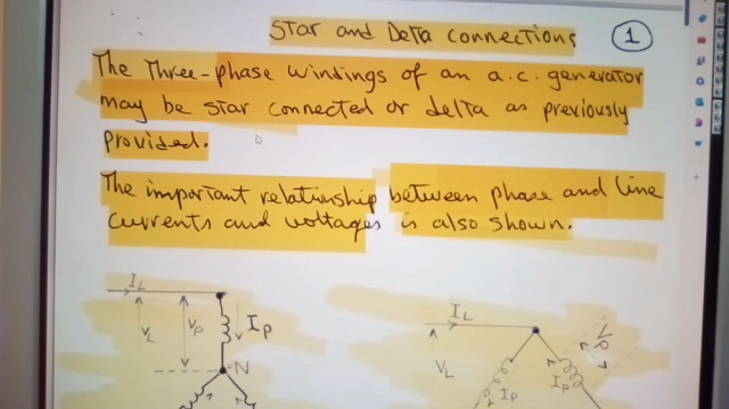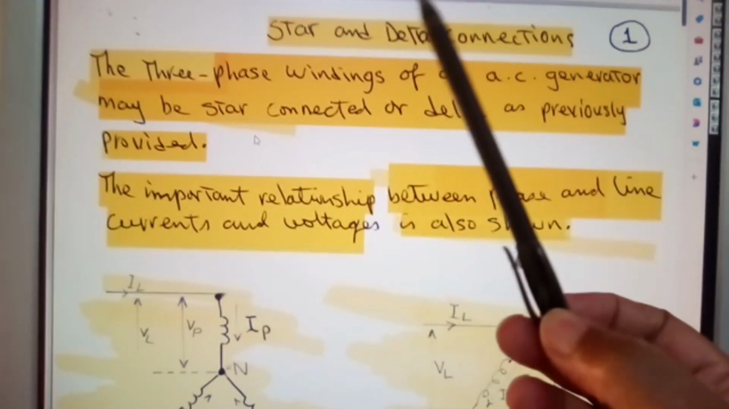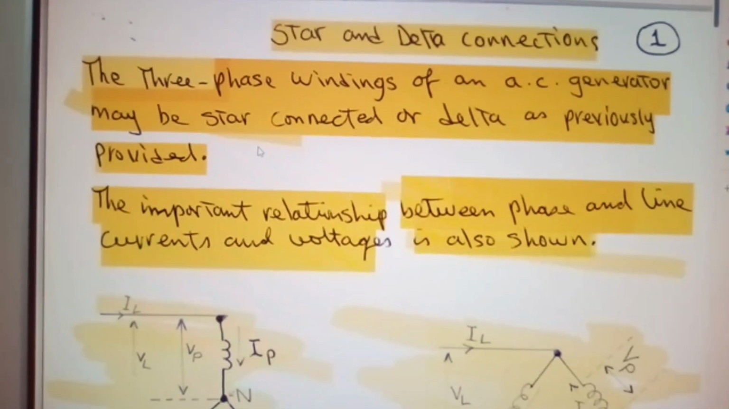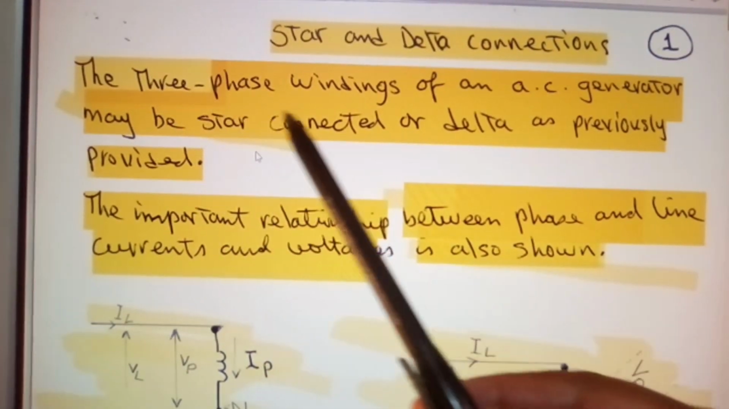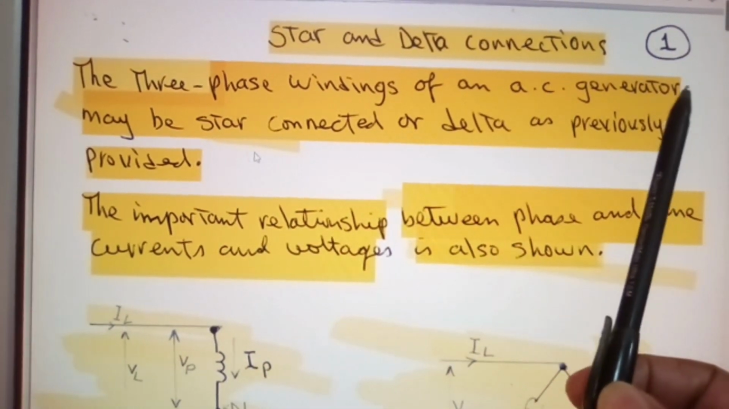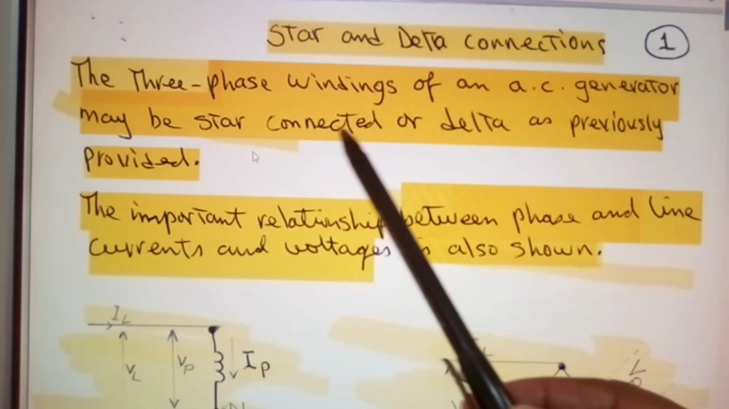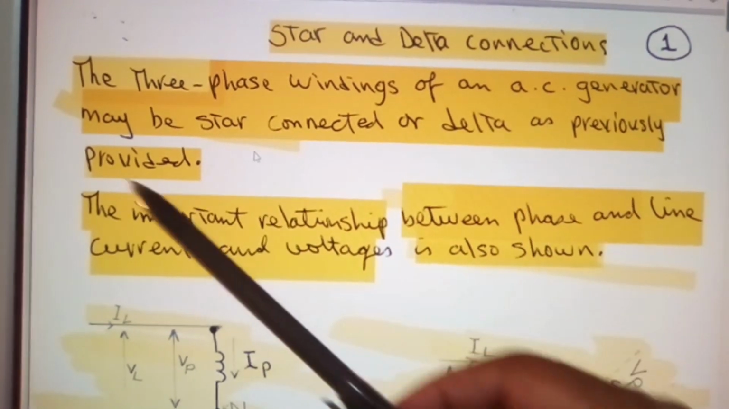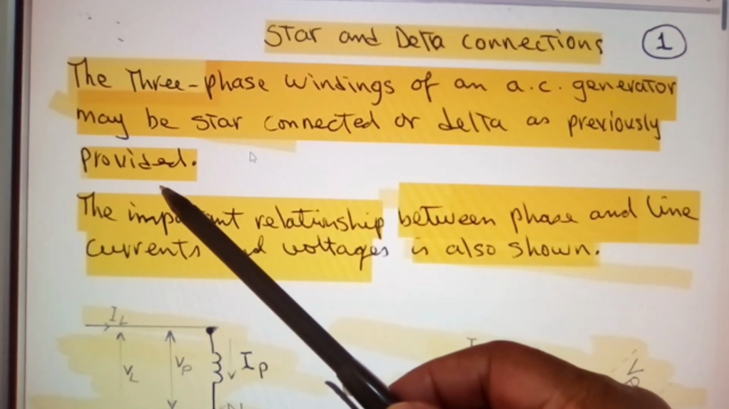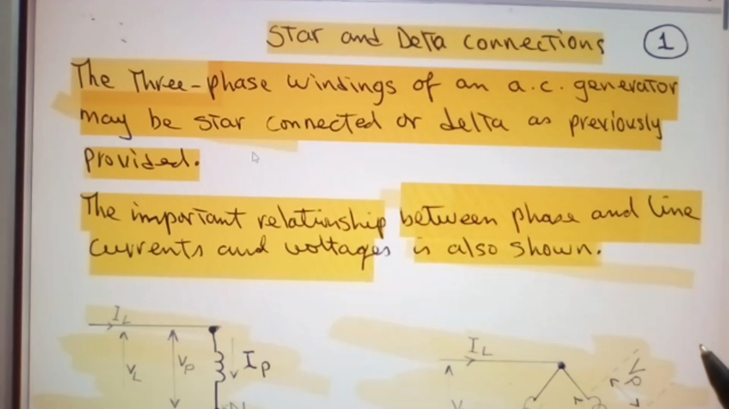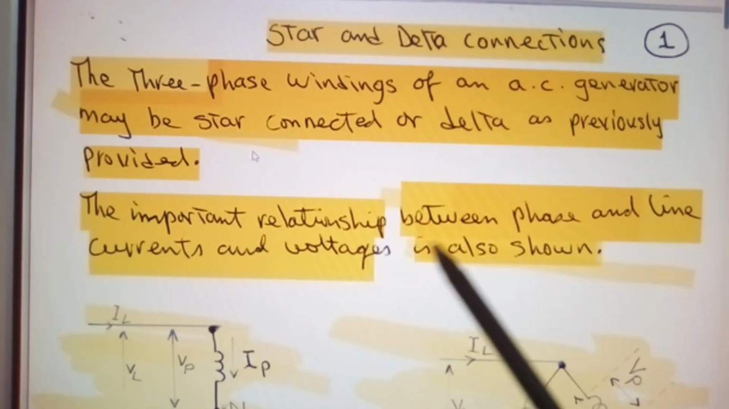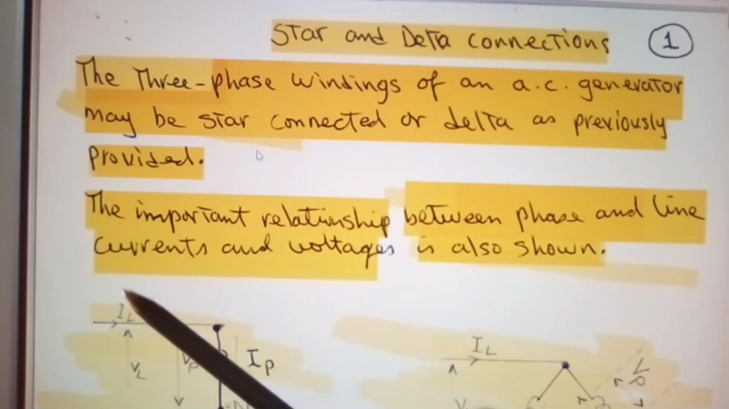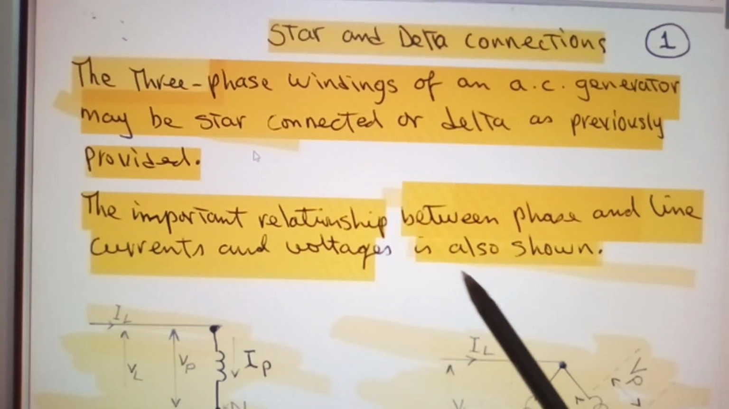What I want to look at today is star and delta connections. The three-phase windings of an AC generator may be star connected or delta, as previously provided. The important relationship between phase and line currents and voltages is also shown.